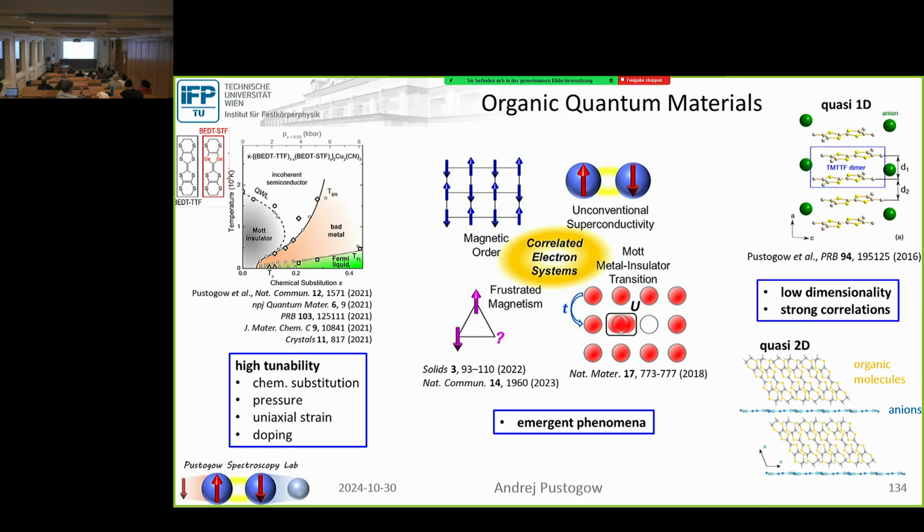Yes, organic quantum materials are highly tunable. We can substitute the molecules, we can apply pressure. We can use pretty low pressure for this, from 100 bars up to a few kilobars is enough already. We can apply strain and we can even dope them. This way it allows us to study all these correlated electron phenomena, both in 1 dimension and 2 dimensions. And this way I'd like to thank you for your attention. And please, if you have questions. Thank you.